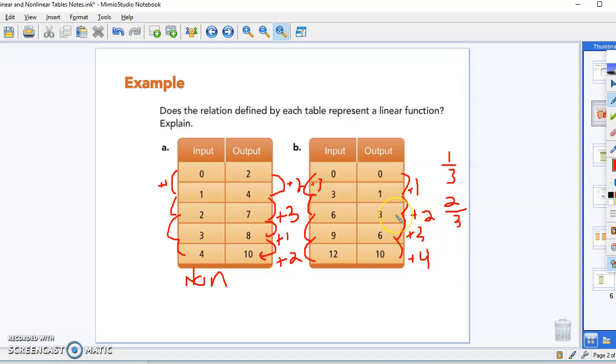If we continue looking at the next ones, the next one went from 3 to 6. That's a change in the y of 3. The change in the x here is 3. So 3 over 3 would give you 1. And the change here would be 4 over 2, which gives you 2. So clearly this one also is nonlinear. And that's because both of these examples had a varied rate of change. We didn't have a constant rate of change the same.